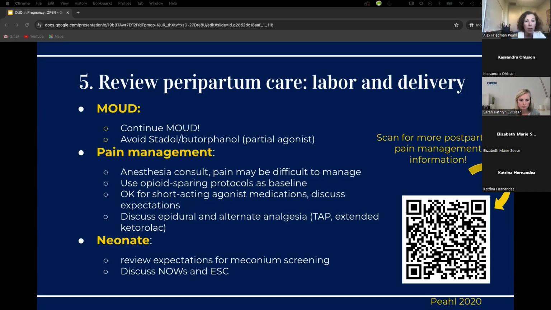Opioid-sparing protocols should be the mainstay of treatment, but short-acting agonists are acceptable, and in fact, patients may have higher need for agonist medications while they are on labor and delivery and in the immediate postpartum period. And depending what's available at your facility, long-acting regional analgesia and TAP blocks may be helpful if patients require cesarean birth. If you want more information, this QR code here will take you to a whole suite of materials on peripartum pain management designed in collaboration with the Obstetrics Initiative and Open, including specific recommendations for patients with opioid use disorder.